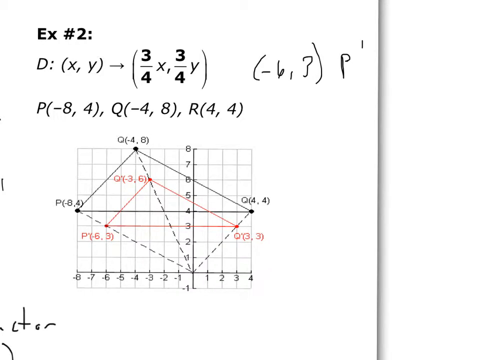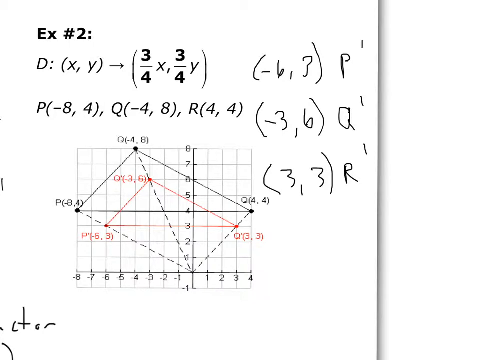So let's try Q here. Let's ask ourselves, what's 3/4 of -4? 3/4 of -4 would give us -3, and 3/4 of 8 would give us 6. So this is our Q prime. And lastly, 3/4 of 4 would give us 3, and 3/4 of 4 would give us 3. So that is R prime.